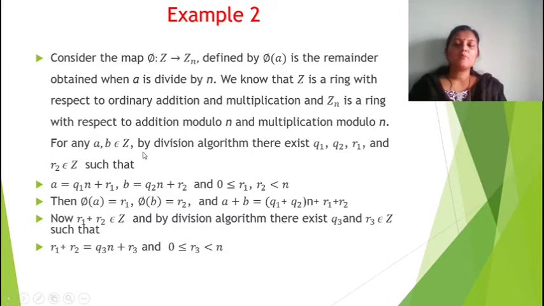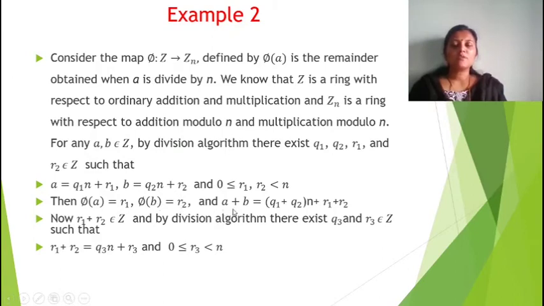Now for any a, b element of Z, by the division algorithm there exist q1, q2, r1 and r2 such that we can write a equal to q1n plus r1 and b equal to q2n plus r2, and these remainders r1 and r2 are between 0 and n minus 1. So 0 less than or equal to r1, r2 less than n. Then phi of a is equal to the remainder when a is divided by n, which is r1, and the remainder when b is divided by n is equal to r2.